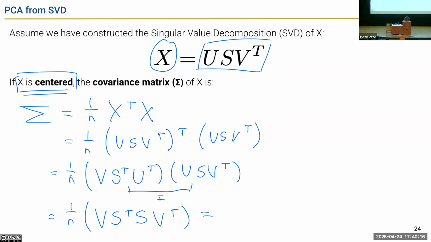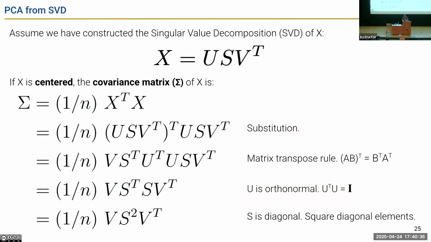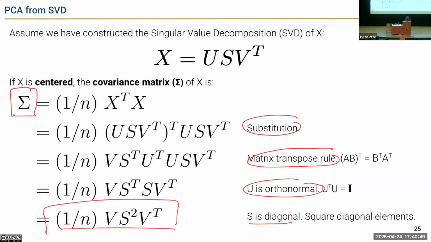S is a diagonal matrix. That's nice. It's a diagonal matrix, so I can just multiply all the diagonal values by their corresponding diagonal value. I'm just squaring them. So I can rewrite this as 1 over N V S squared VT. So that's where we land. This is exactly the same work I just wrote, but just explaining each step. We're subbing in. We're using this matrix transpose rule. We're using the fact that U is orthonormal and that S is diagonal. So we can write our covariance matrix as this final expression. Not very exciting yet, but make sure you can follow those steps.